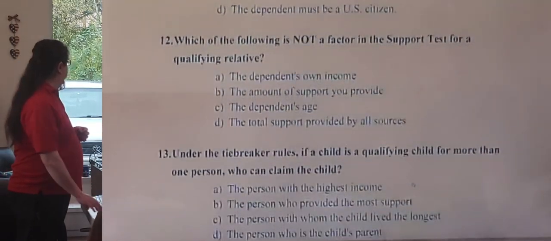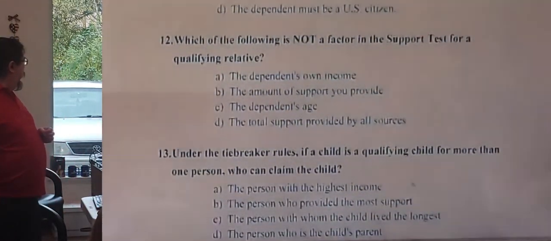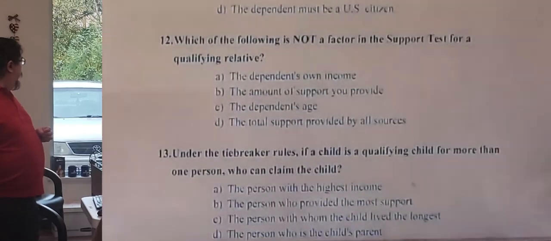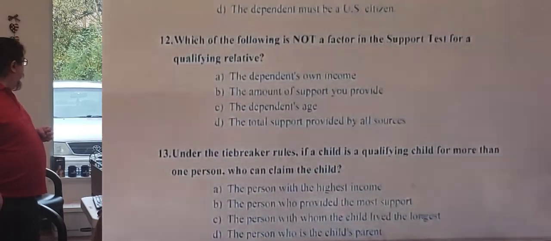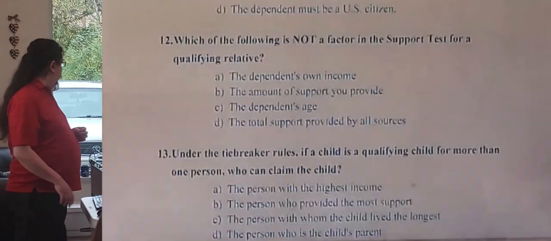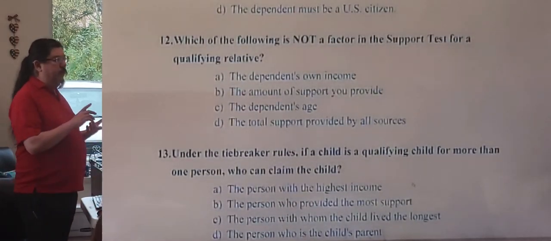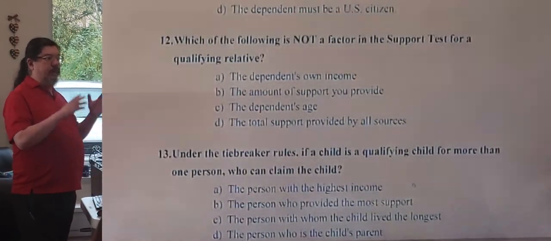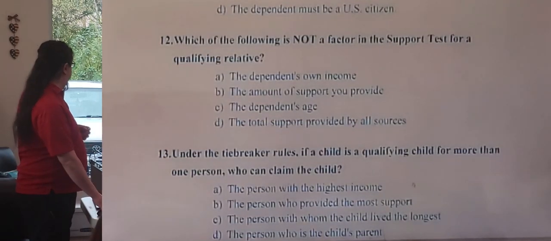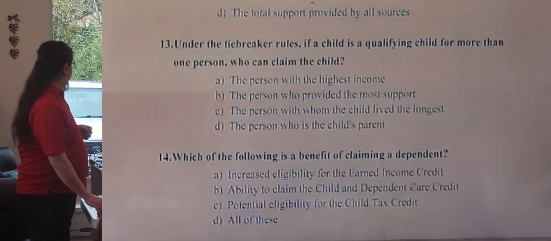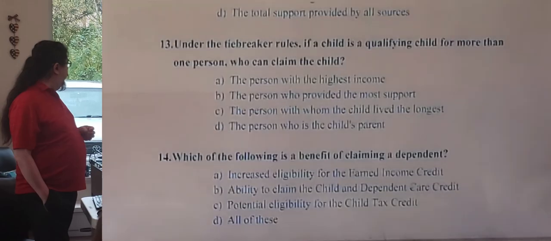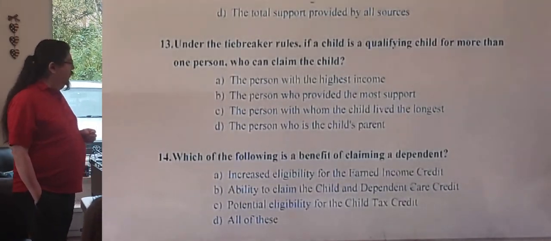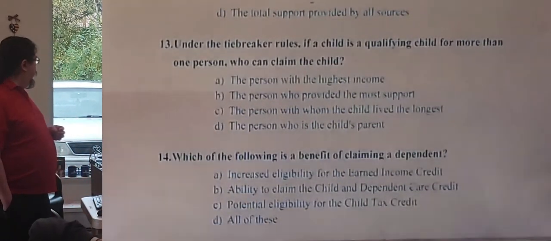Which one is not a factor in the support test for a qualifying relative? C, not a factor. The dependent's age does not matter. So the amount of support you provide and the amount of support that everyone else provides are both factors. Okay. Under the tiebreaker rules, if a child is a qualifying child for more than one person, who gets to claim the child?